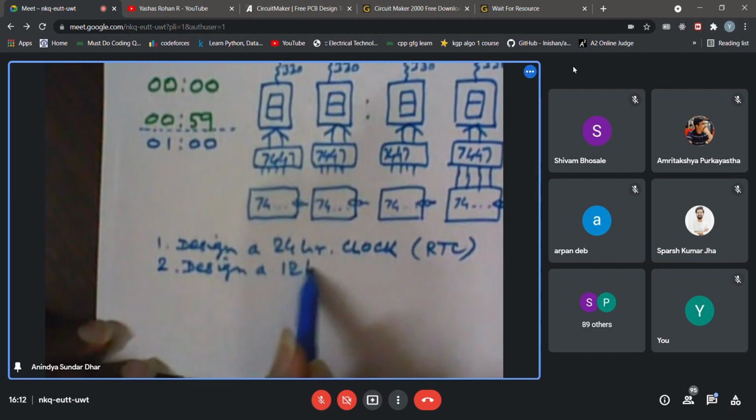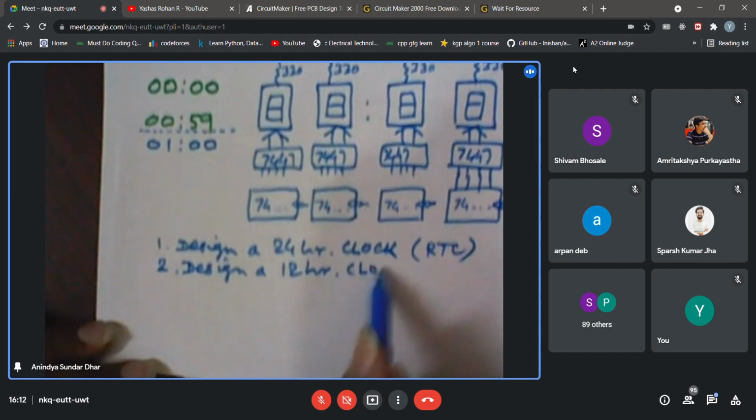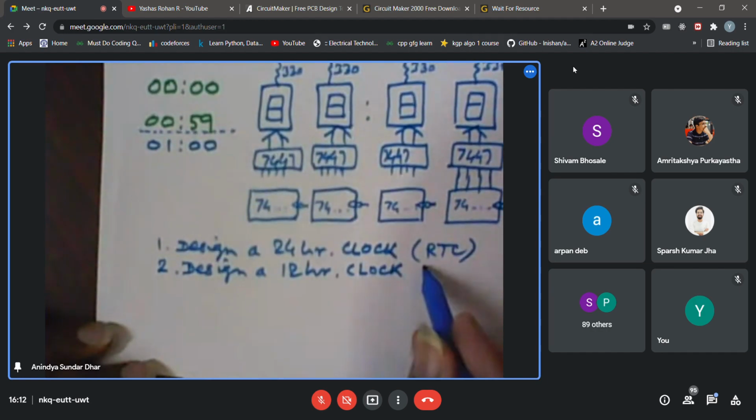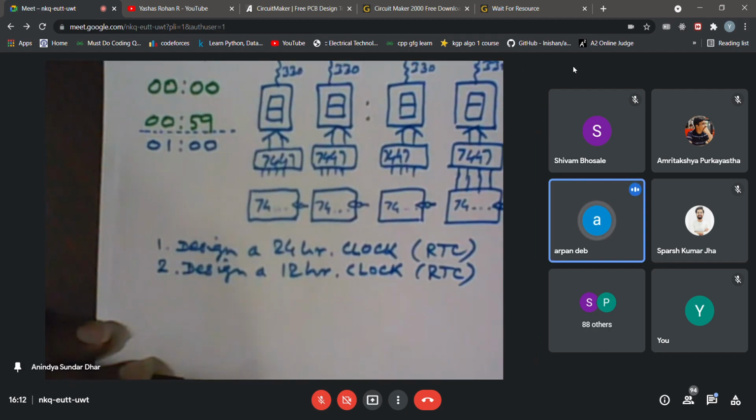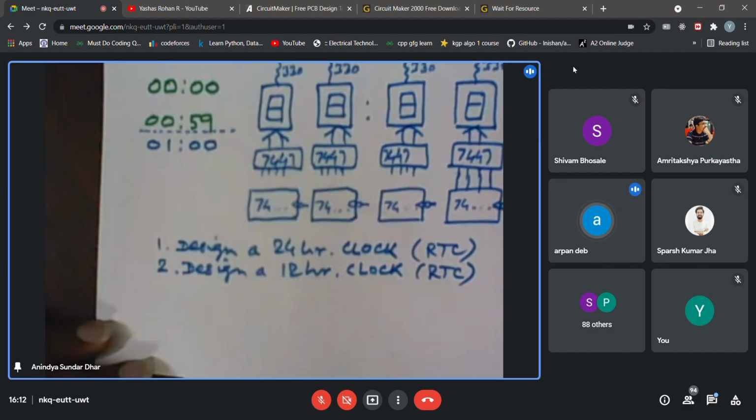Design a 12-hour clock. So the 12-hour clock is slightly tricky. Why? That is also a real-time clock. What makes the 12-hour clock a little more complicated? After counting to 12, it will change to 1. I think a 12-hour clock will never show you 0000, right?